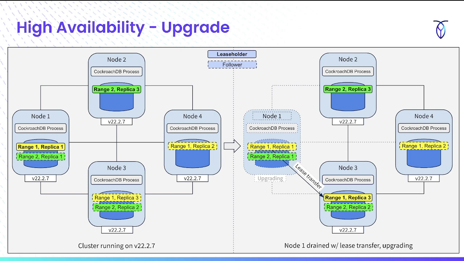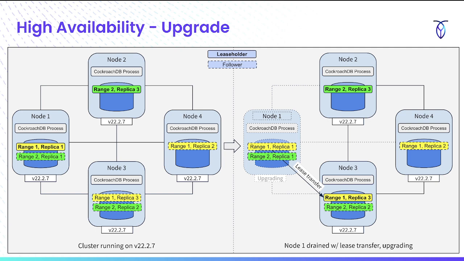So to start the upgrade process, a node is chosen, could be any node. And then before actually upgrading Cockroach, the node is drained. And draining is just a process that gives the node time to finish any active work, such as a running transaction, and to transfer leases away from itself. So on the right side, we can see the state when node 1 has been drained and is in the upgrade process. And the lease for range 1 is transferred to a follower replica, in this case on node 3.